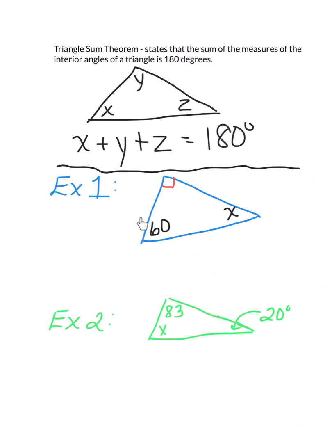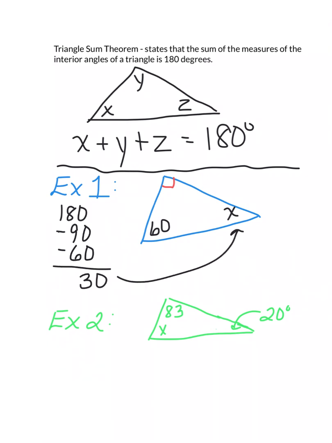The first example, I know one of the angles is 60. I know the box here means that that's 90, and I'm looking to find x. So what I can do is take 180 and subtract 90 and subtract 60. I can use my calculator, whatever is easier. I know 180 minus 90 is 90, and 90 minus 60 is 30. So therefore, x must be 30 degrees.